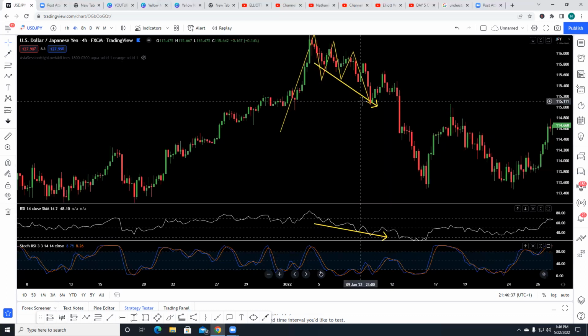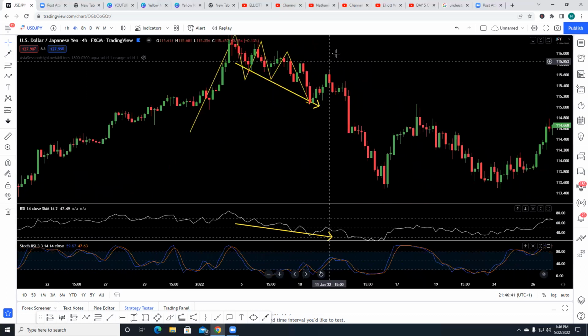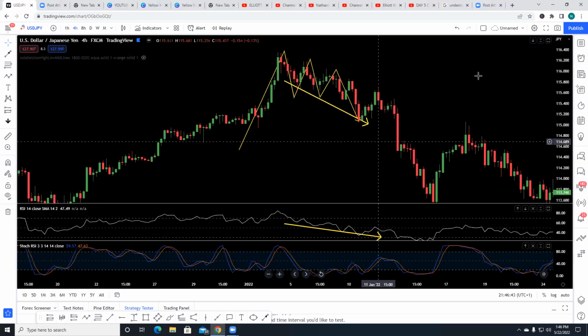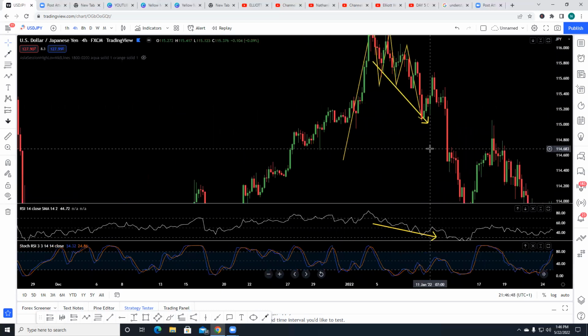So at this level now, we have concluded that this is a fake flag and the move to the upside is not going to come. Rather, we are going to get a move to the downside. Then how do we trade it?